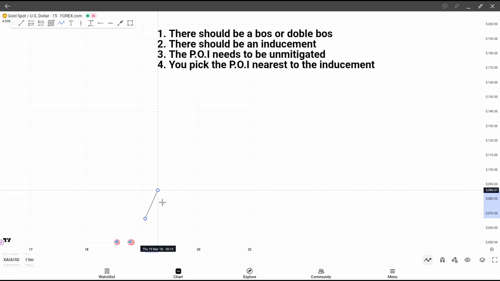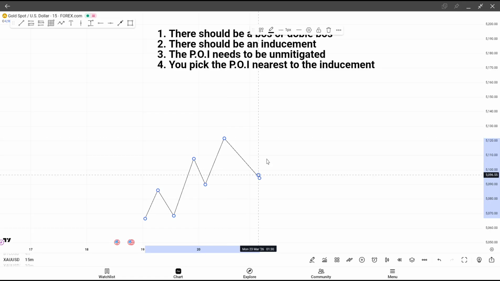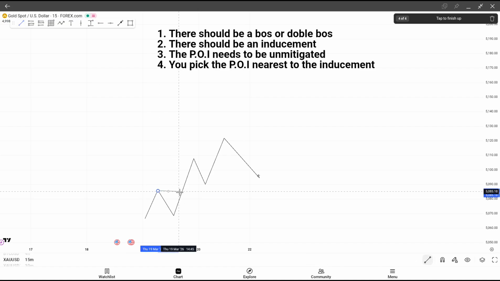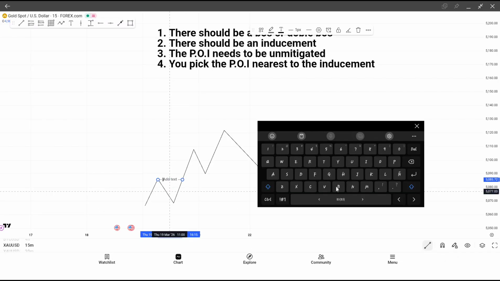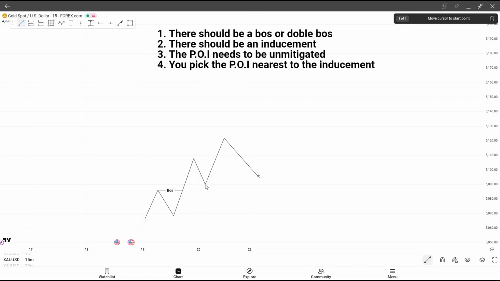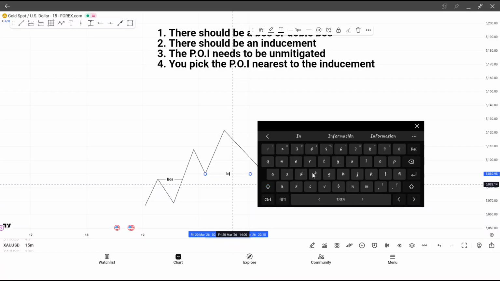Okay, let's go in a different scenario. This is a break of structure. Okay, no problem. The first rule says there should be a break of structure or double break of structure. In this place you have a break of structure here. Okay, we have the first rule. What's the next one? There should be an inducement. We have our inducement, that is this first pullback. Okay, we have the inducement.